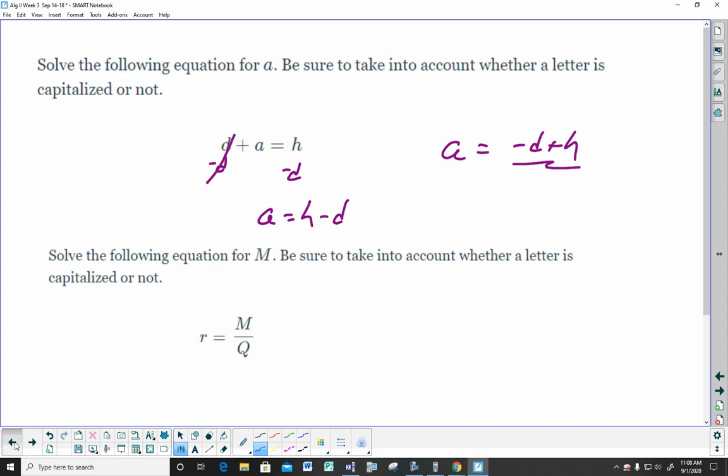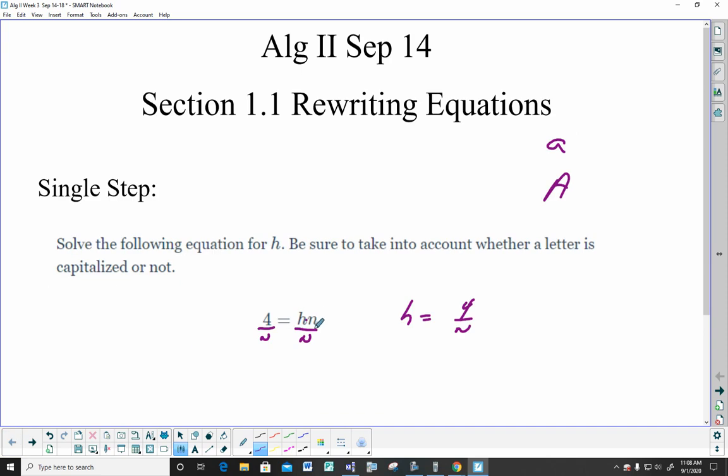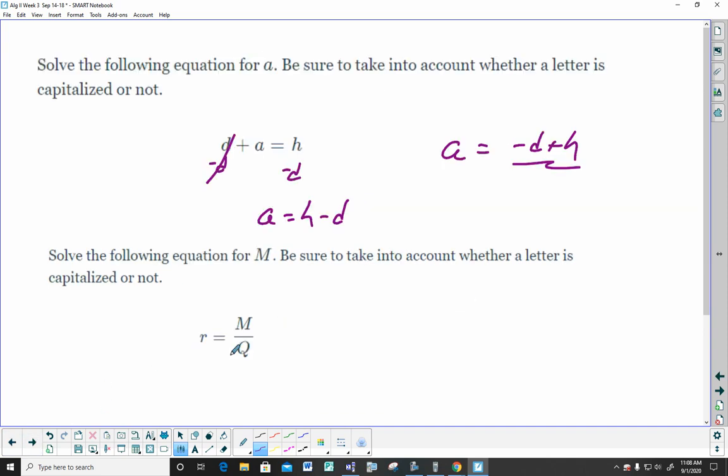In the first one, we saw when you're multiplying by something, you undo it by division. In this one, you want to solve for M, so you want to make the Q go away. It's held by division, so you're going to multiply both sides by what you want to get rid of. I'm multiplying both sides by uppercase Q. This cancels out, so you have uppercase M is equal to R times Q.